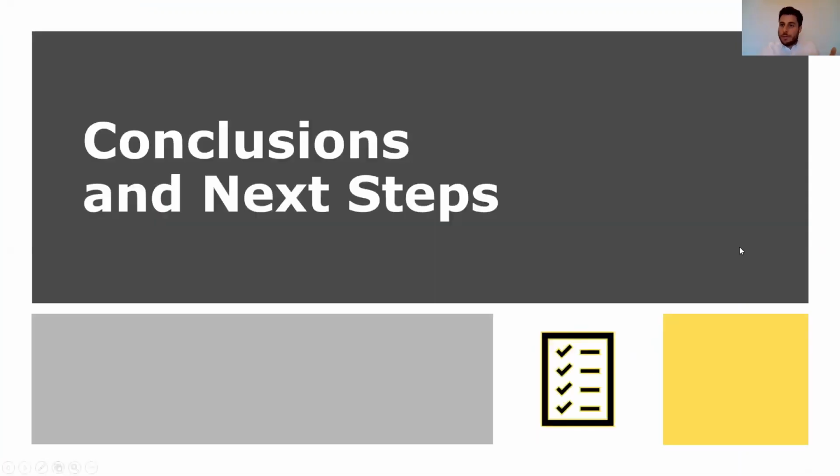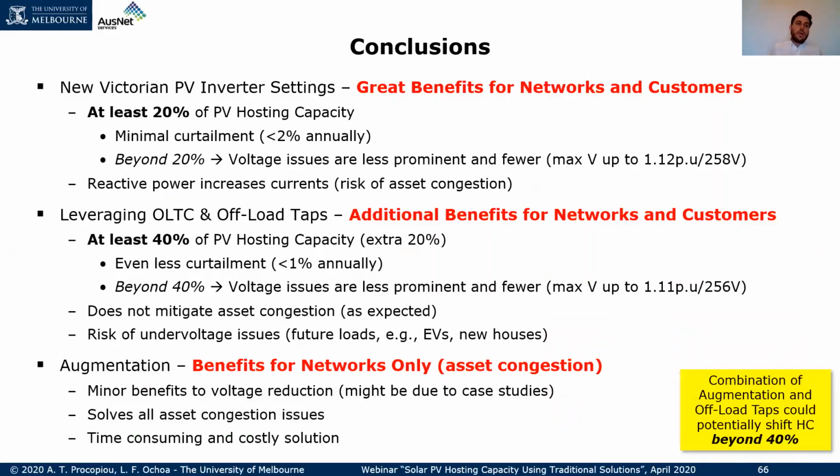Now, having finished all this technical stuff, I will jump into the conclusions just to summarize again what we have seen through this analysis, and then I will focus on the next steps of this project. So on the conclusions, what we have seen is that the new Victorian PV inverter settings can provide significant benefits to both customers and networks. And we have seen that we can achieve at least 20% of PV hosting capacity just with these settings alone.